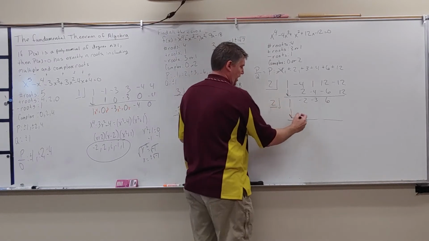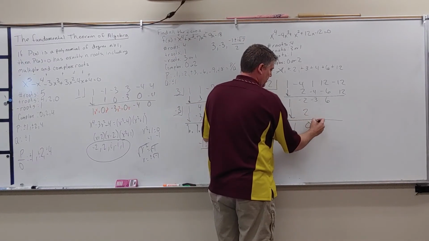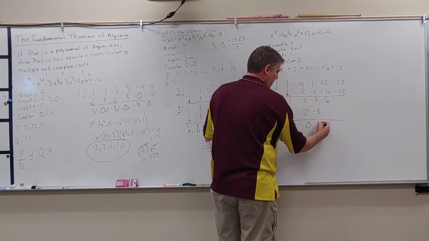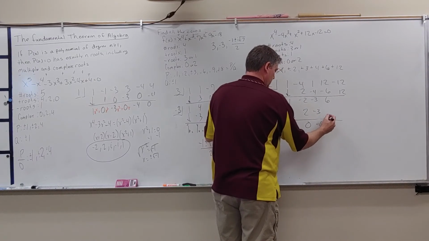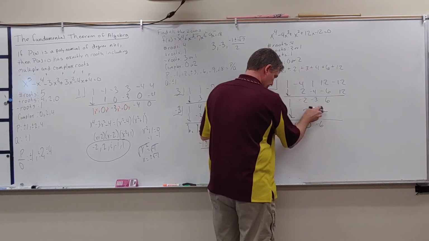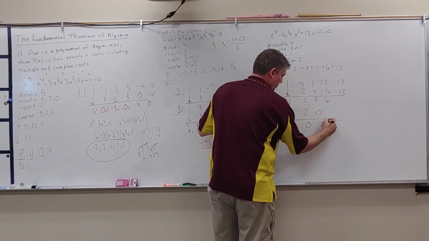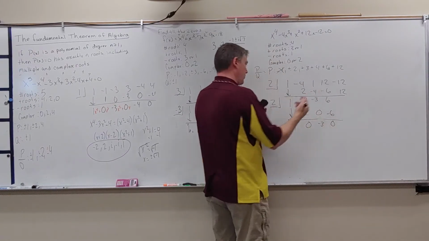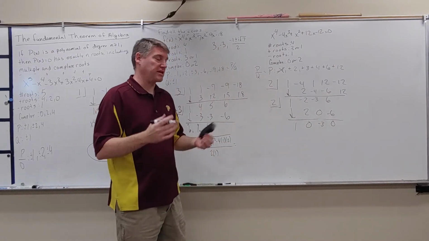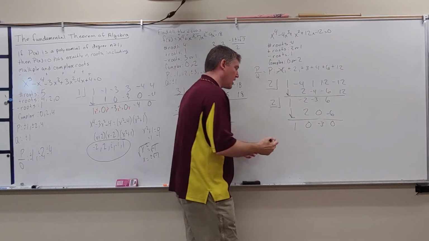So let's try 2 again. So that gives me 0. This gives me -3, -6. Oh, sorry. This is 0. -3 plus 0 is -3. -6, that's 0. Oh, look at that. 2 has a multiplicity. I should have seen that right away.